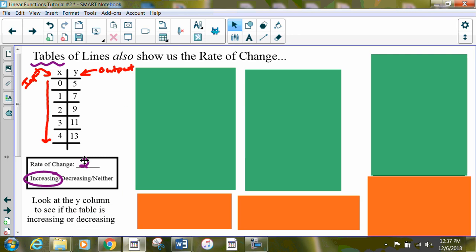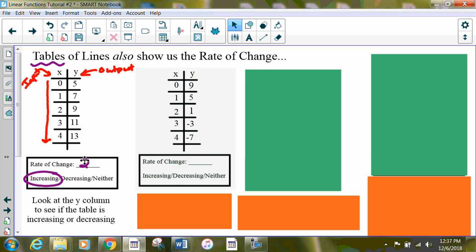Let's see what I have underneath here. Look at the Y column to see if the table is increasing or decreasing. Okay, that makes sense. Or you can look at your rate of change. If it's positive, it's increasing. If it's negative, it's decreasing. Okay, let's look at this next one.